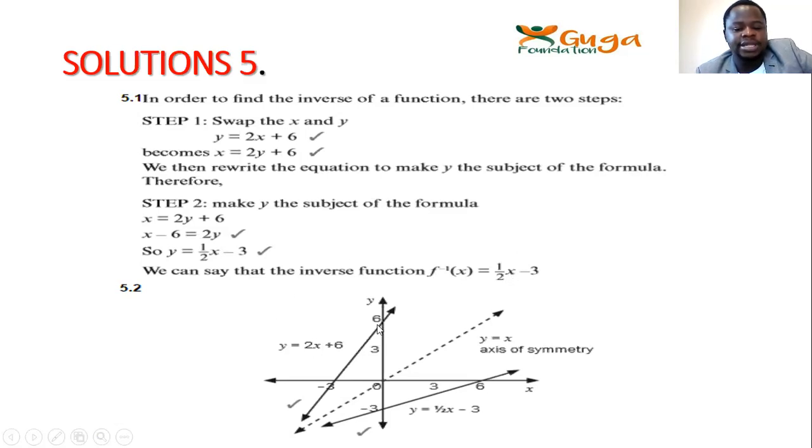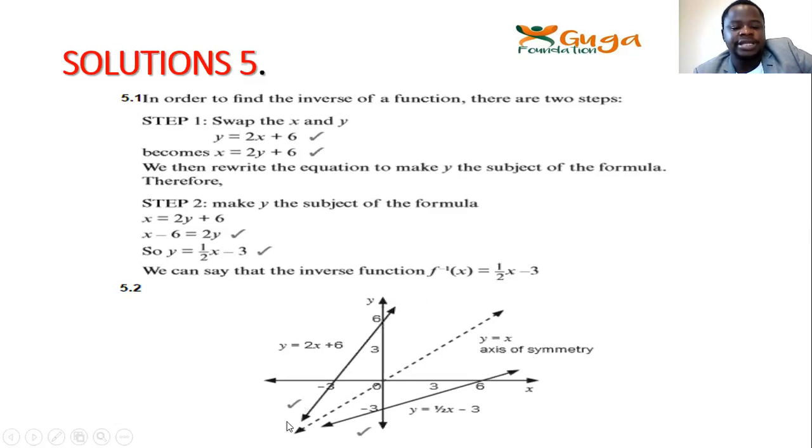For you to plot this graph, start by drawing the line y equals x, right? Then you have the original function, y equals 2x plus 6. Here you have to find the x-intercept when y equals 0, and the y-intercept when x equals 0. You'll find that when x is 0, y is 6. When x is negative 3, y is 0. Then you plot the points and join them.